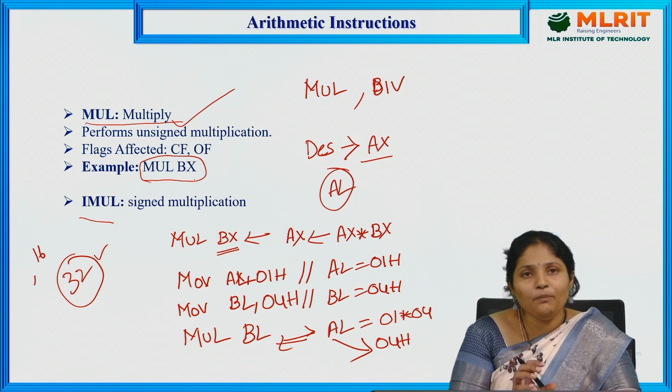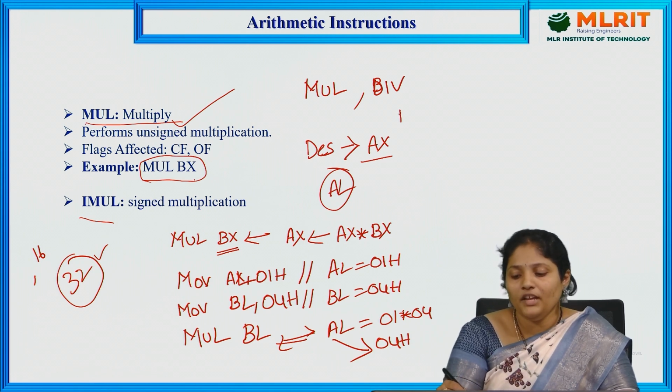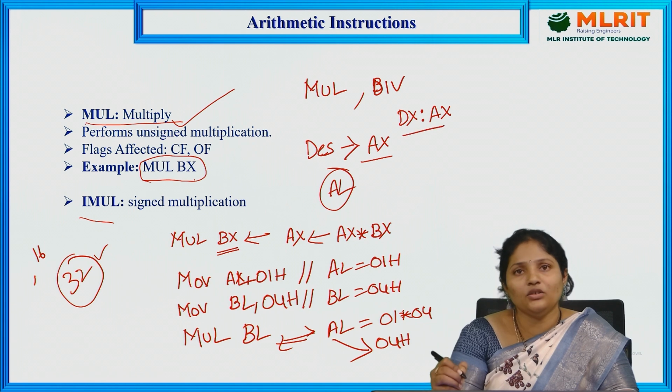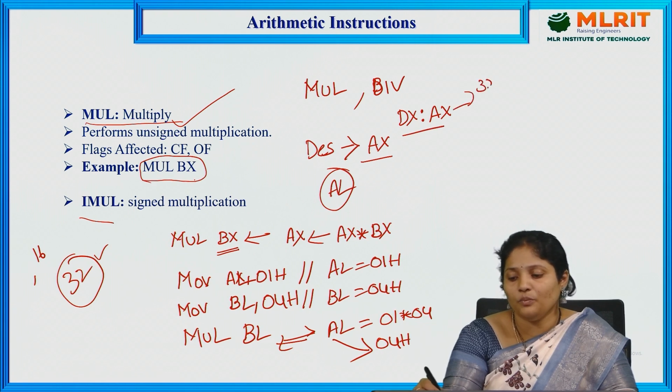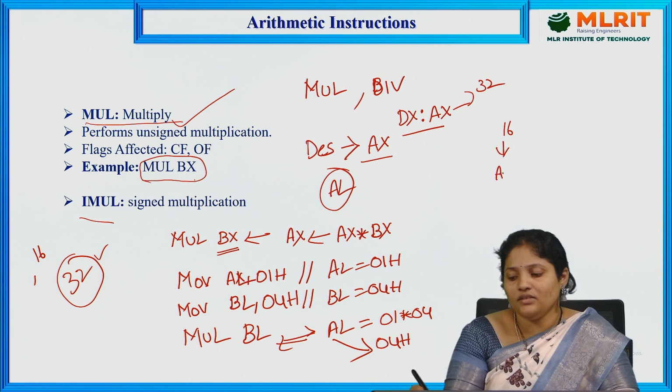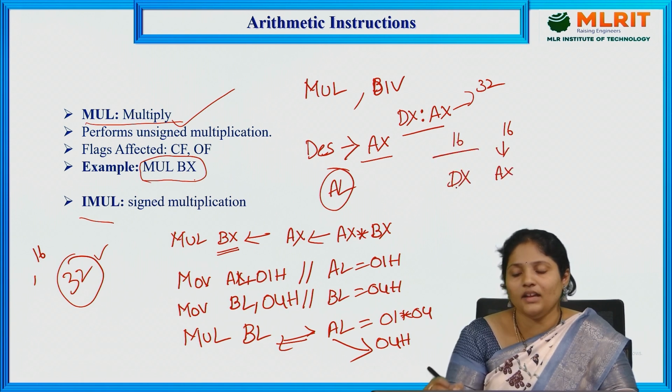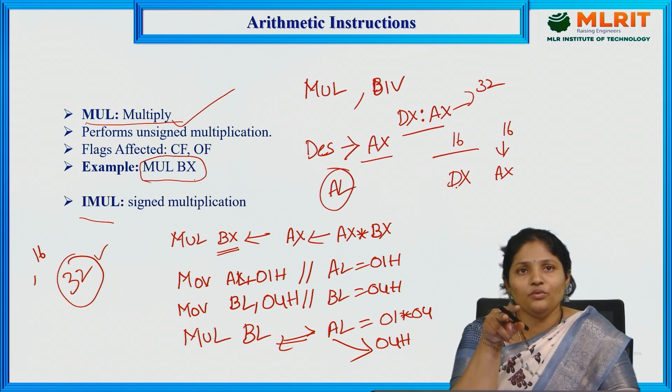In such instructions, the combination of the DX register with the AX register will hold the total 32 bits of output. The lower 16 bits will be stored in the AX register and the higher 16 bits will be stored in the DX register. So these two registers, DX and AX, will hold the total output.